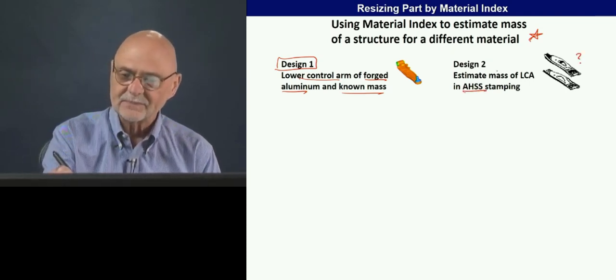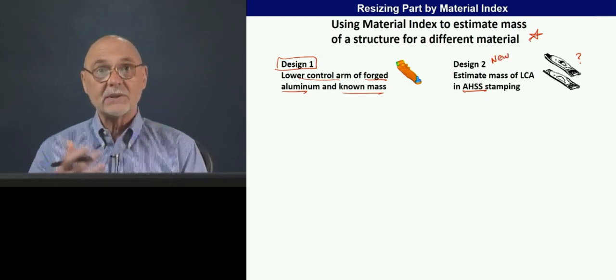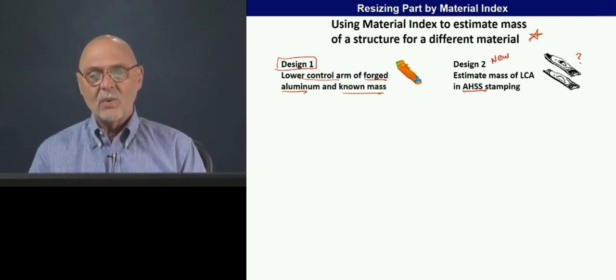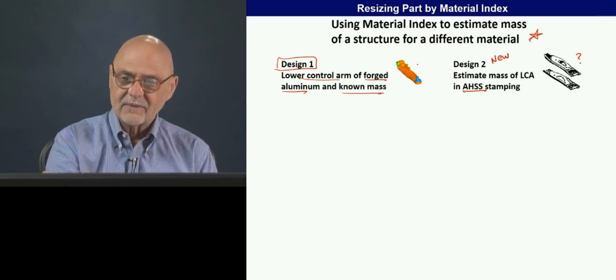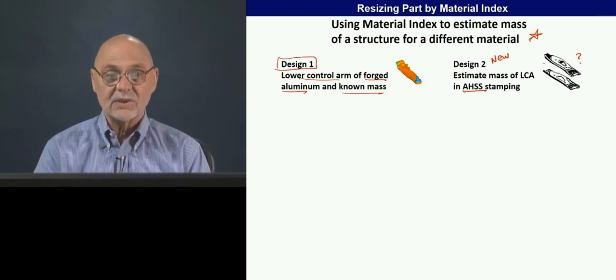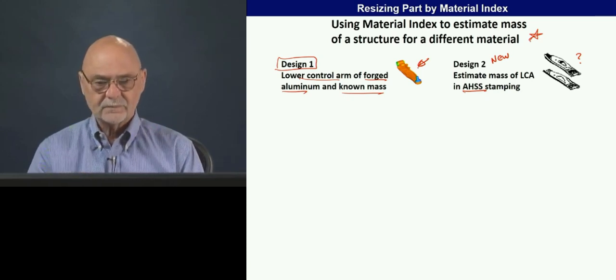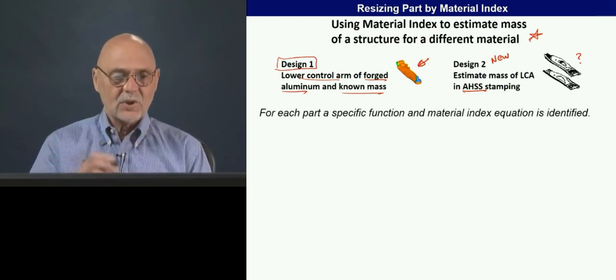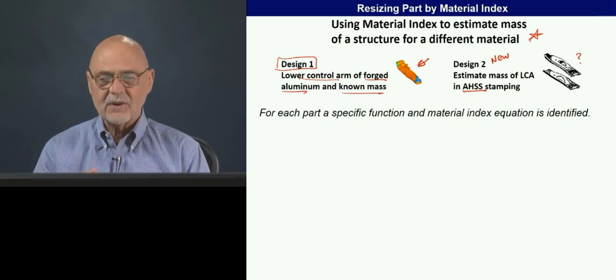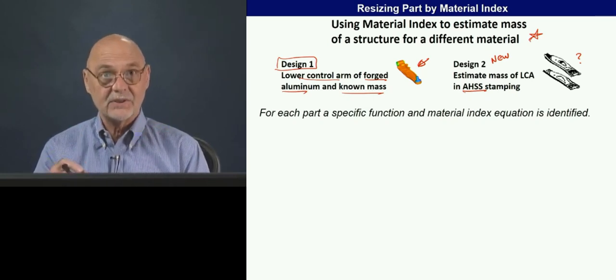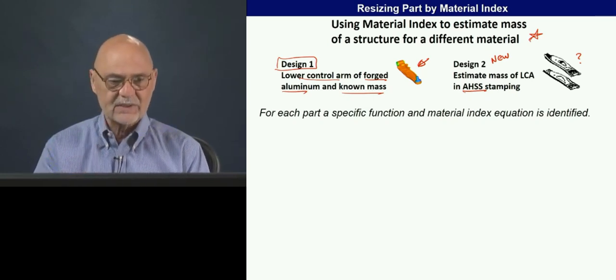Okay, so this is a new design, and we don't know how much it weighs. But what we'd like to do is get an estimate for the mass of this new design based on what we know about the existing design. Okay, so for each part, the specific function of the material index equation needs to be identified. So let's look at this.